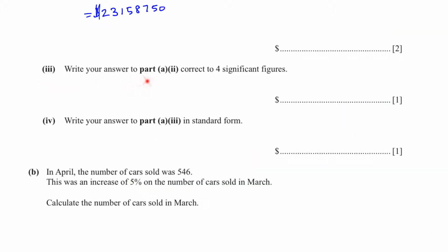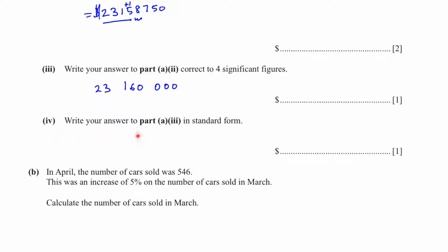Part 3, write your answer to part A2, correct to 4 significant figures. So this is the answer we got. We have to round it to 4 significant figures. Mark it till there. Look at the number after the fourth number. It is 8. If you have 5 or more, you add 1 to the number you're rounding to. So you will get 23,160,000. That is correct to 4 significant figures.